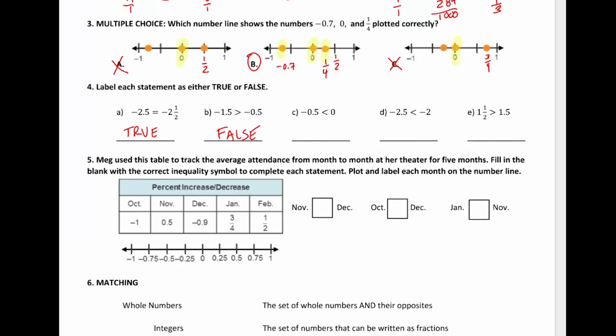Every negative number will be smaller than 0, so C is true. Negative 2.5 is less than negative 2 for the same reasoning we talked about in part B, so this is going to be true. 1.5, that's the same thing as 1.5. That is not bigger than 1.5. It's actually equal. We could look at letter A as a similar problem. This is going to be false.